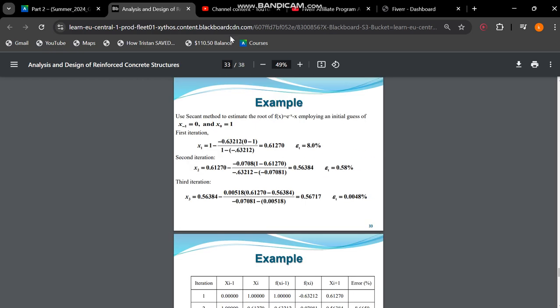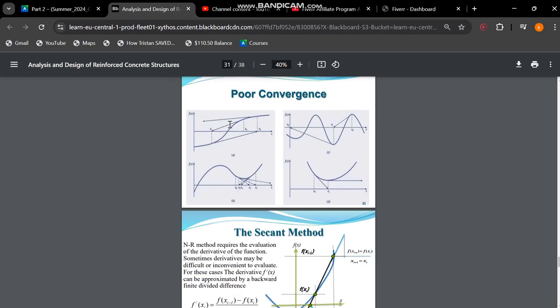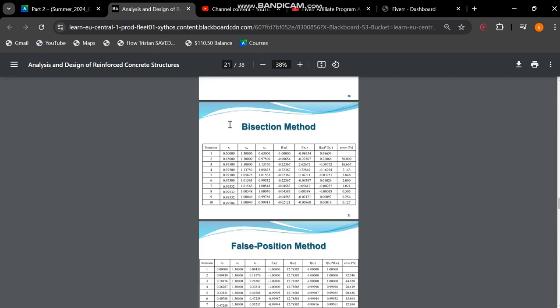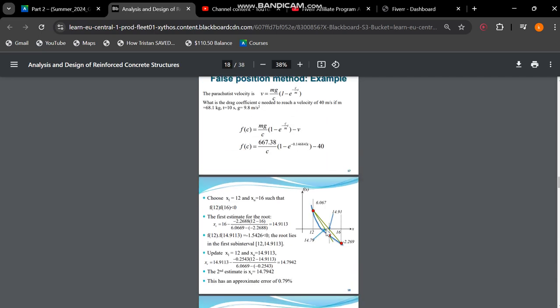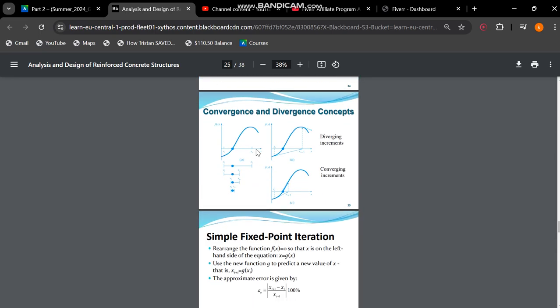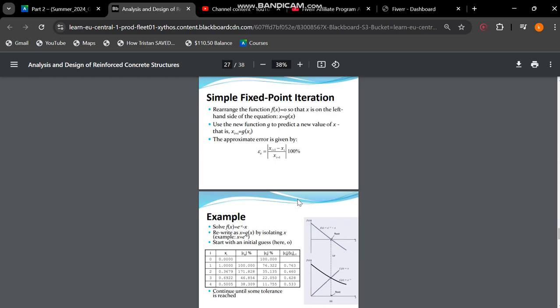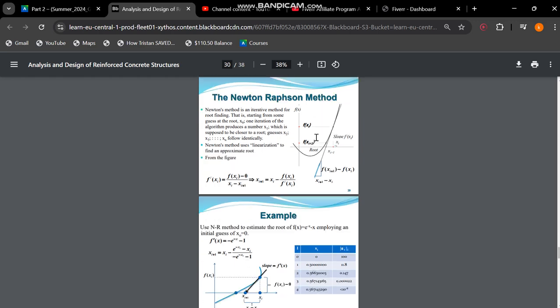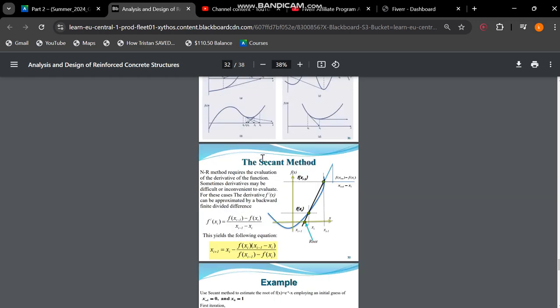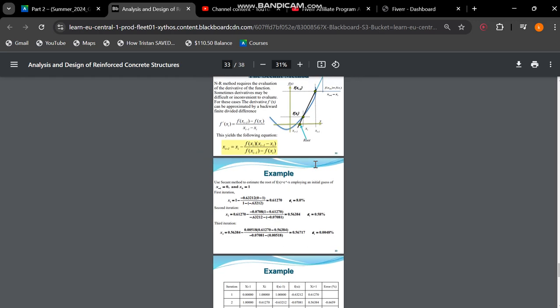The most important part is that with bracketing you have an interval, and with open methods you have no interval, you just have an initial guess. And you have three versions: simple fixed point iteration, Newton-Raphson, and the improved version of Newton-Raphson, which is called the secant method. That's pretty much it, guys.